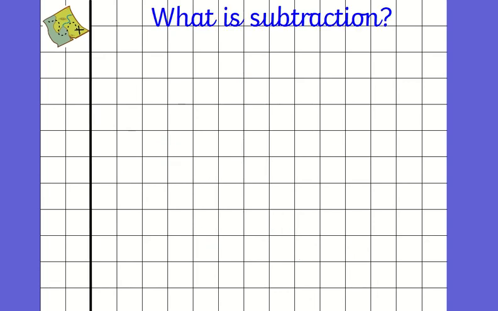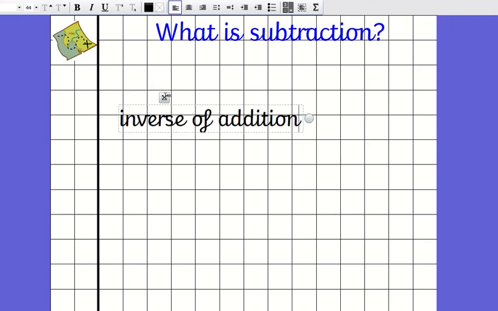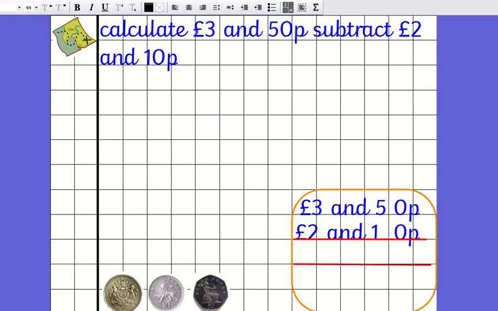So what is subtraction? What do you think it is? So we know that it is the inverse of addition. The answer gets smaller. I'm going to give you those two and then see if you can write down any other things, maybe some other words for subtraction or things that you know subtraction means or is.